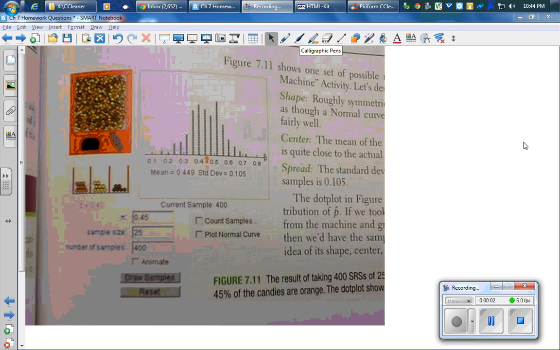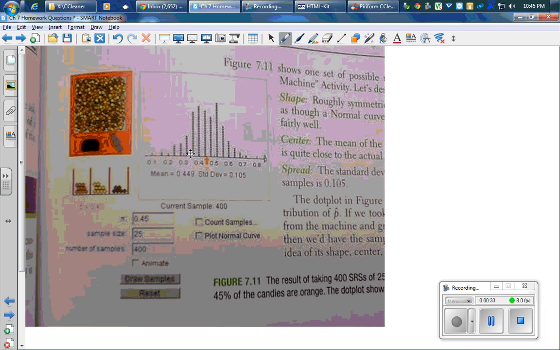Looking at question 27 out of chapter 7, it asks about a sampling distribution where you have a machine with 45% of its candies as orange pieces. We sample 25 pieces of candy and want to know how strange is it to get 8 orange ones. Well, looking at this graph, 8 orange ones out of 25, that turns out to be 32%. That's right down in here.